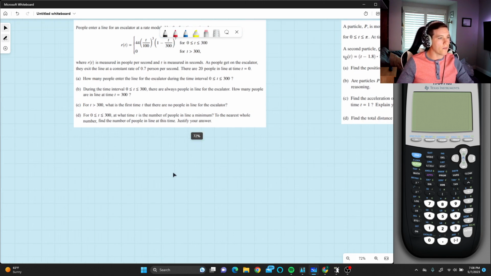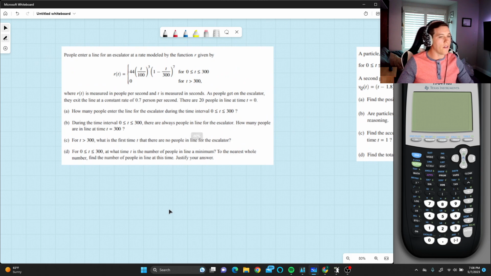Okay, so the first one is calculator. And I have these in the order you'd probably see them on the AP test. Check it out. People enter a line for an escalator at a rate modeled by the function r. So they are giving you a rate function. They tell you it's a rate, and then they say the units is people per second.